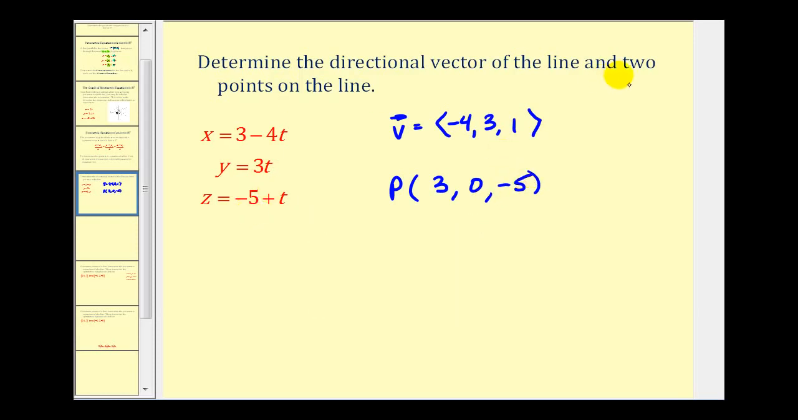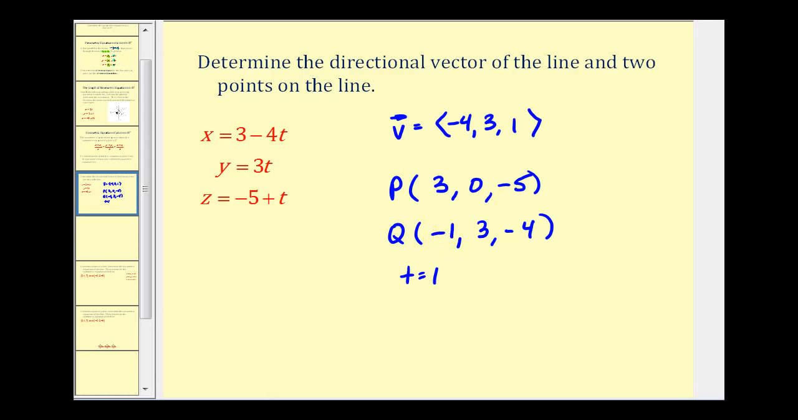But they ask for 2 points on the line, so to determine one more point on the line, we'll have to select a value for t and sub it into each of these equations. So for the second point, let's call it q. If we let t equal 0, we're going to come up with the same point that we just found. So let's go ahead and let t equal 1. So if t is equal to 1, we'd have 3 minus 4, that would be negative 1 for the x-coordinate, positive 3 for the y-coordinate, and then for z we'd have negative 5 plus 1, that would give us negative 4. Now remember, there's an infinite number of points on a line. These are just 2 points that are pretty convenient to find.